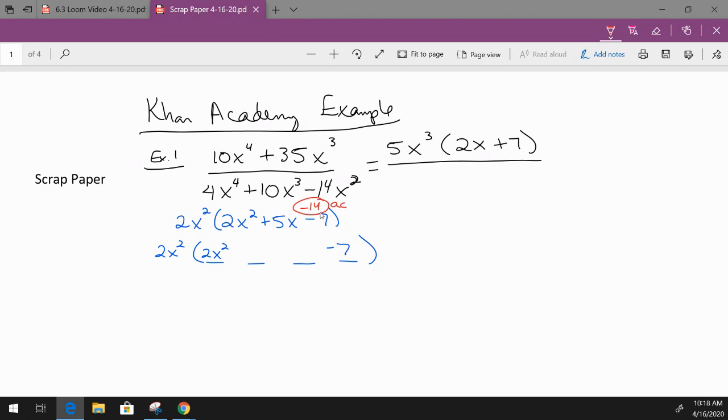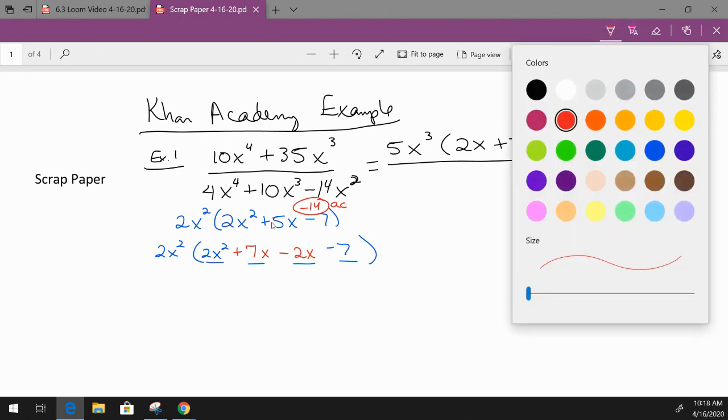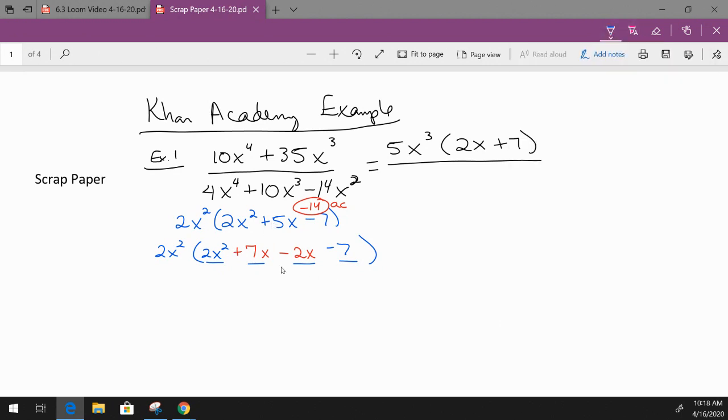So now I try to figure out what two numbers multiply together to equal 14 that subtract or have a difference of 5. That would be 7 and 2. But in order to get a positive 5x here, you have to have a positive 7x and a negative 2x. All right, so now that we found our middle terms, we're going to factor by grouping.